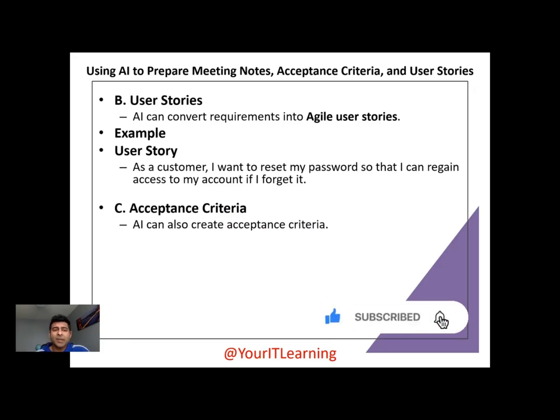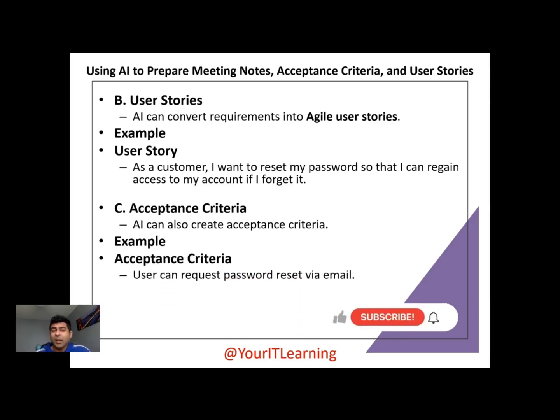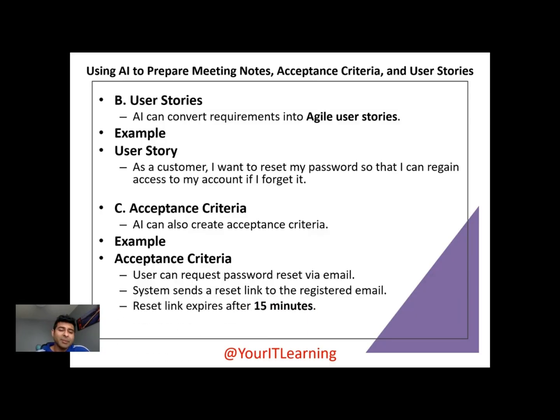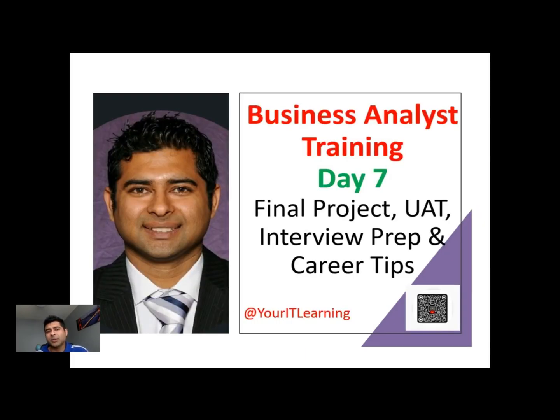Acceptance criteria. AI can also create acceptance criteria. An example for the same user story: a user can request a password reset via email. The system sends a reset link to the registered email. The reset link expires after 15 minutes, so the member has to make sure that he generates the password again. The user can create a new password after verification. So the AI has helped you here in writing user stories and in writing the acceptance criteria. You have to make sure you provide the right prompts to them.